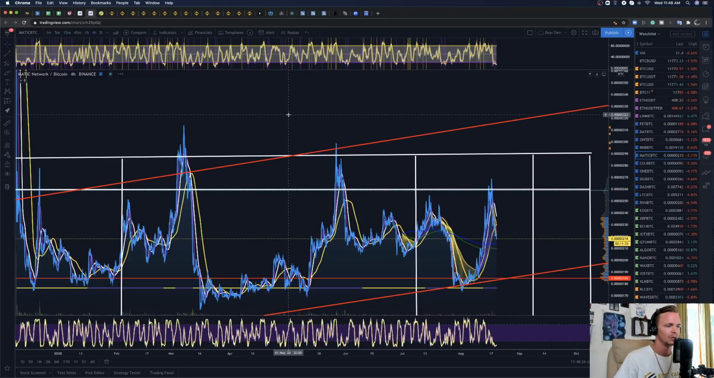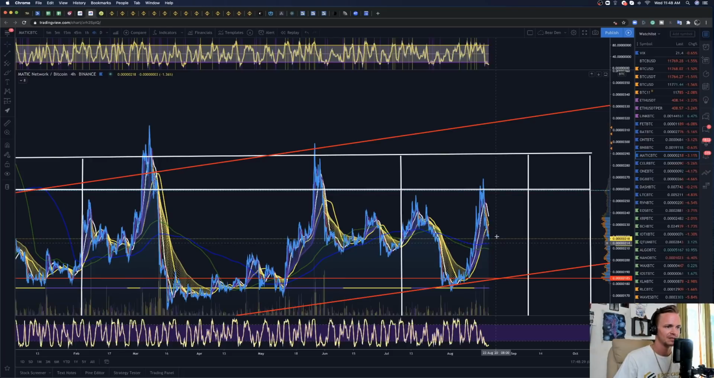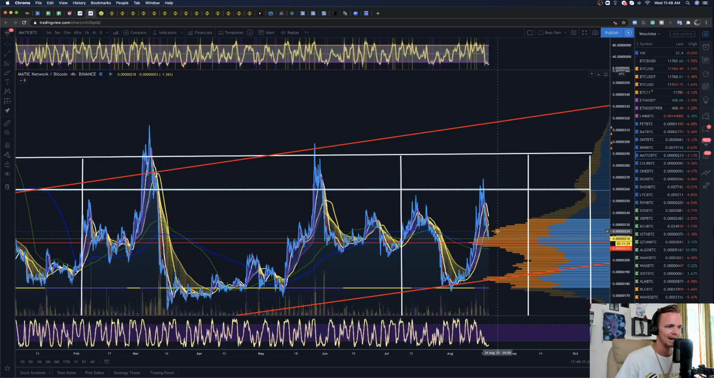Now, these are really, really important areas because this is where we're shaking out all the weak hands again, coming to this middle part of the volume profile and the visible range. And we're likely going to continue to climb up this. So even though I'm not convinced we're in a bull market for Bitcoin right this second, we are in a bull market for a lot of the other tokens.